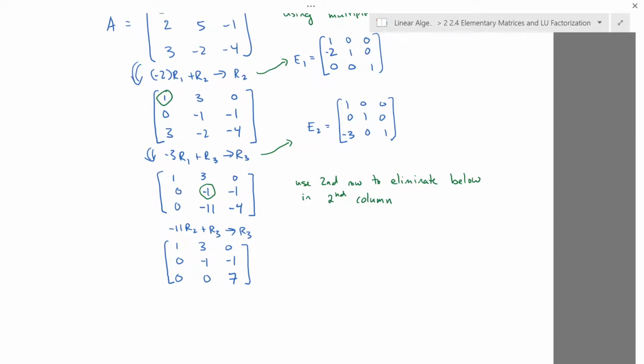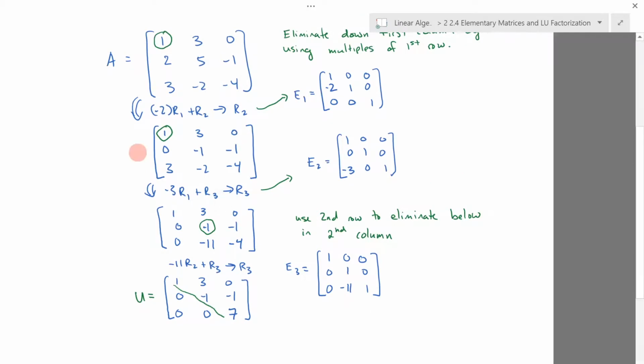Now you can see that this is upper triangular, right? Because above the diagonal, I can have anything, but below the diagonal is all zeros. So this is my matrix U. And the third elementary matrix was coming from here, right? So it looks like this. And we're doing -11 times row 2 plus row 3. So I got a -11 here.